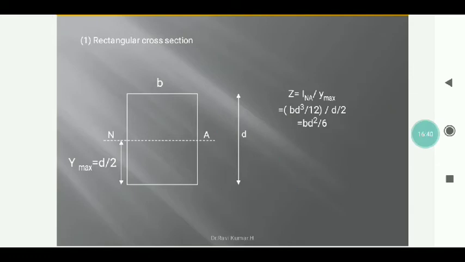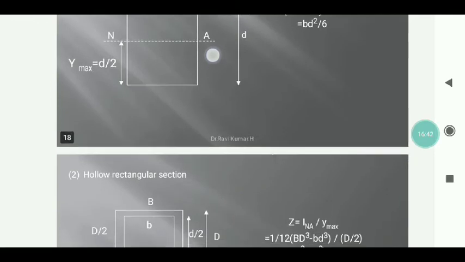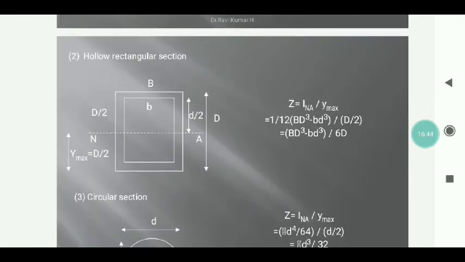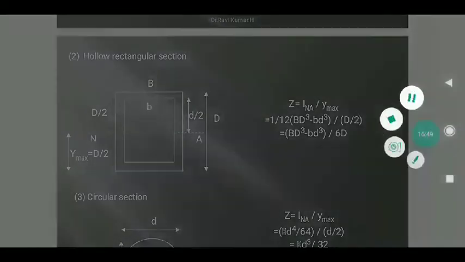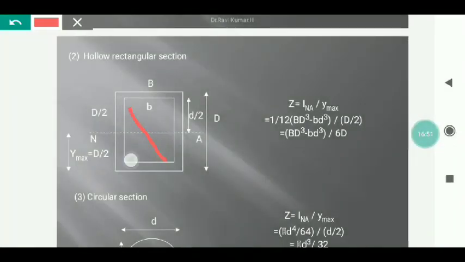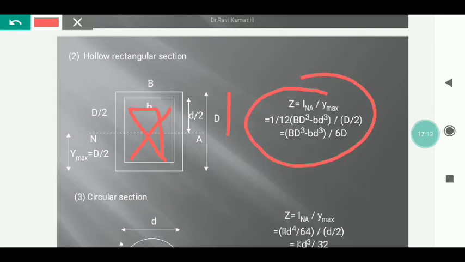In a similar way we'll do it for a hollow rectangular section, where this is a cutout portion. Hence the moment of inertia will get reduced. So it is written as BD cubed by 12 minus the inner breadth b and d cubed by 12, and y max is however capital D by 2. So the equation is written for a hollow rectangle section like this.